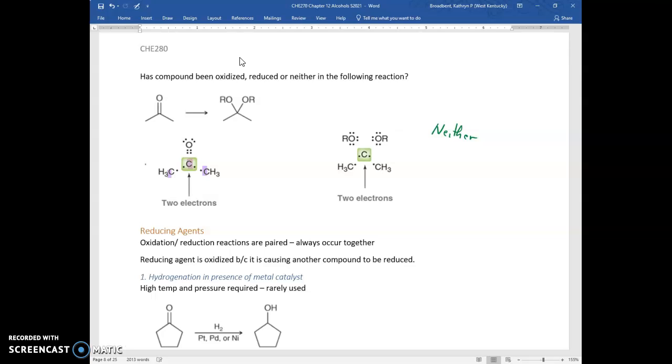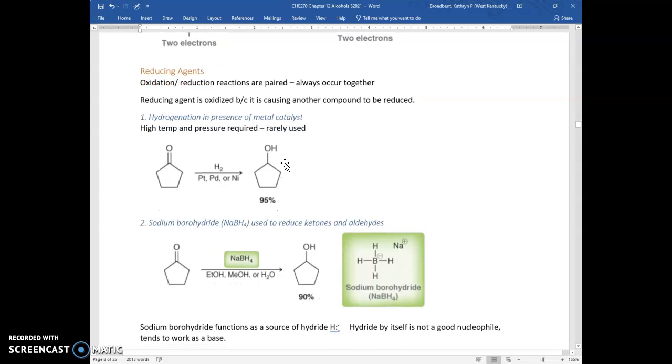Nothing has been oxidized or reduced. Now this is a term I always avoid in 140 because I think it's confusing: reducing agents. We really can't get away from it for y'all. Sorry. Reducing agents are oxidized. They are agents of reduction, so they cause something else to be reduced. That's why I avoid it. The reducing agent is oxidized, and it's causing another compound to be reduced.